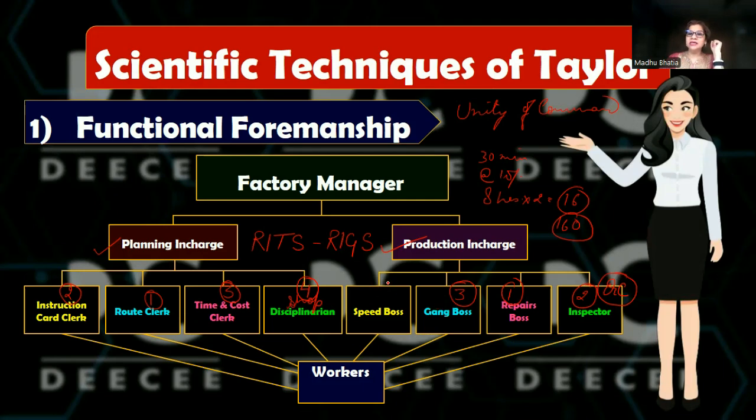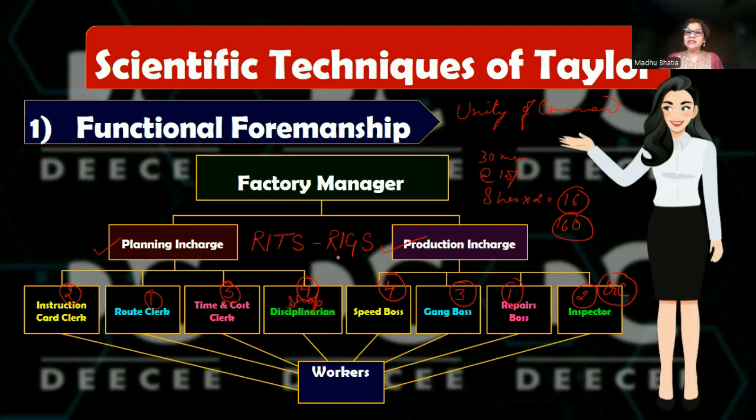And the last one is speed boss. Speed boss's job is to maintain the speed. So inspector will ensure that quality is maintained and speed boss will ensure that speed is not compromised. तो दोनों चीजें साथ साथ चलनी है, तभी टाइम एंड कॉस्ट क्लर्क ने जो टारगेट सेट किया है, बेंचमार्क सेट किया है, that will be achieved.